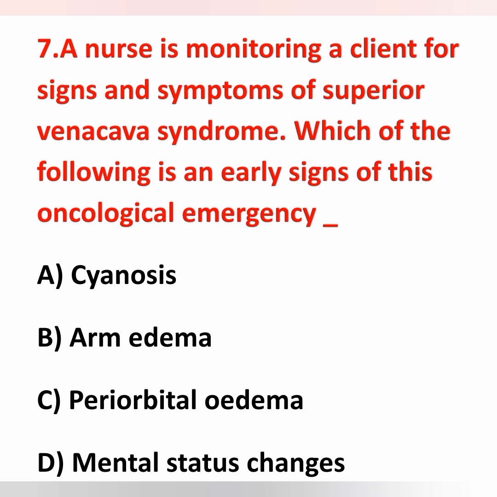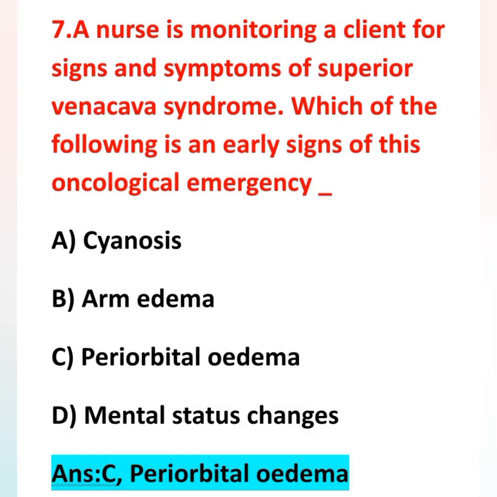Superior vena cava syndrome occurs when the superior vena cava is compressed or obstructed by tumor growth. The tumor is mainly lung cancer or lymphoma. So it is obstructed or compressed. It means the superior vena cava is obstructed or compressed. That time the signs and symptoms can occur.